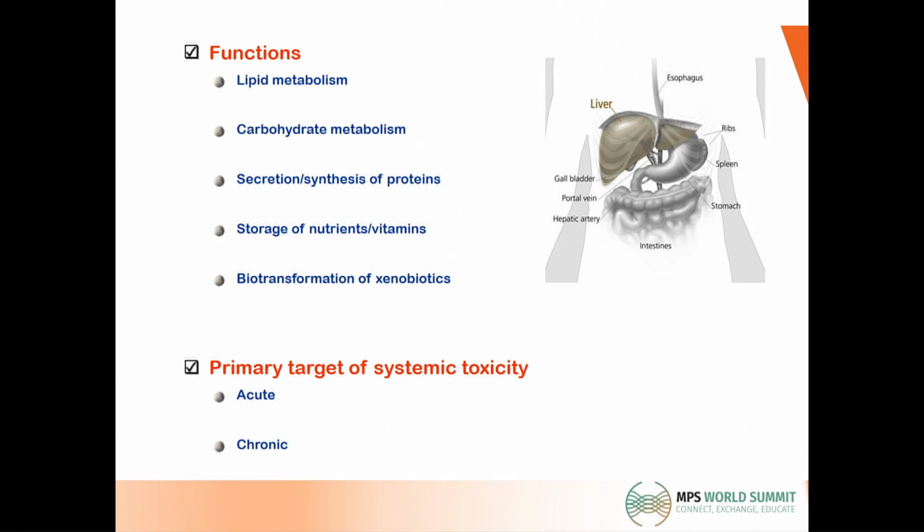As an inevitable consequence of this very prominent liver function, the liver also represents a primary target for systemic toxicity. That's the kind of toxicity that only becomes manifested after a chemical has been taken up in the blood circulation. The consequences of this can become manifested over the short term, so that's acute toxicity, hours, days, or over the longer term, chronic toxicity, so that can be months and even years.